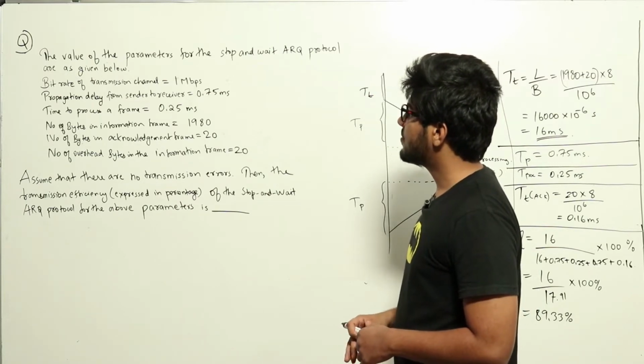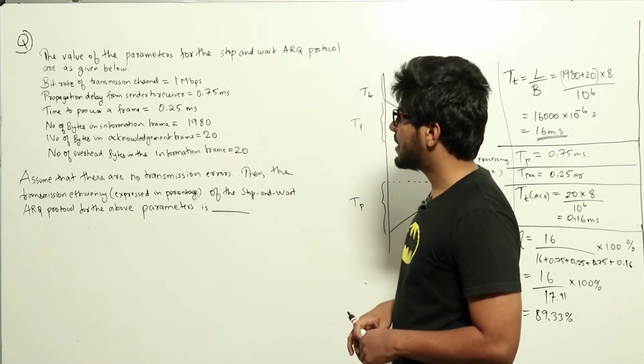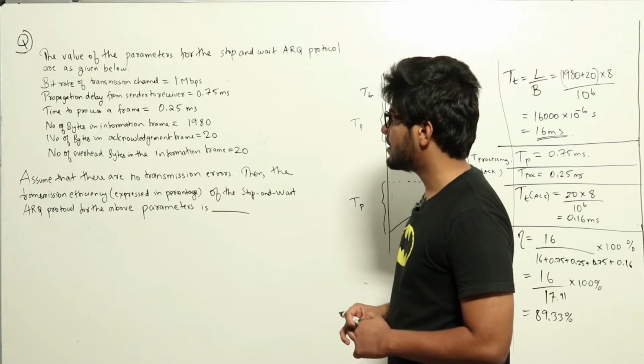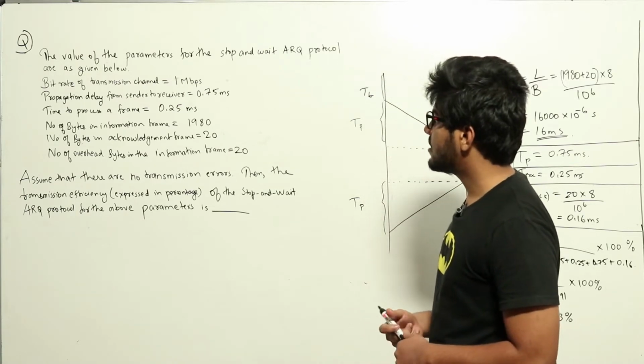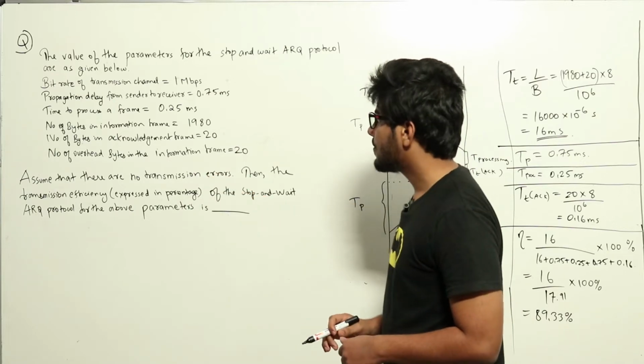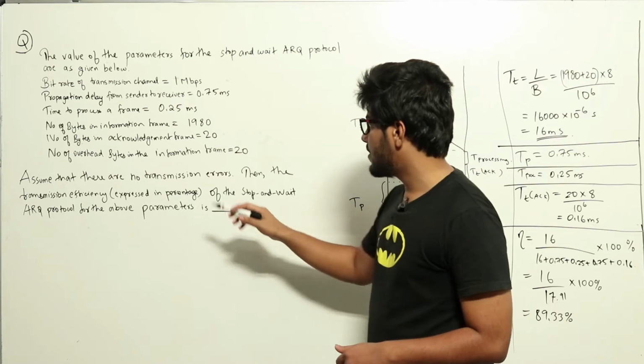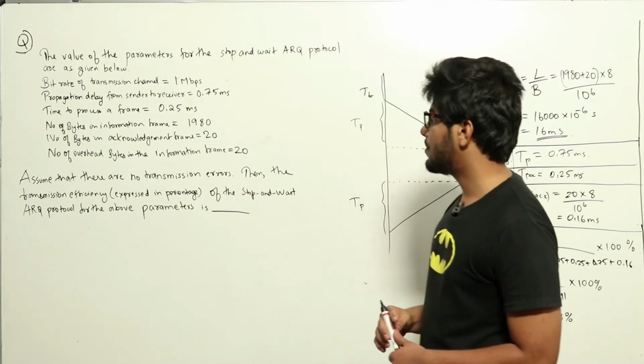Number of bytes in information frame equals 1980. Number of bytes in acknowledgement frame equals 20. Number of overhead bytes in the information frame equals 20. Assume that there are no transmission errors. Then the transmission efficiency expressed in percentage of the stop-and-wait ARQ protocol for the above parameters is.